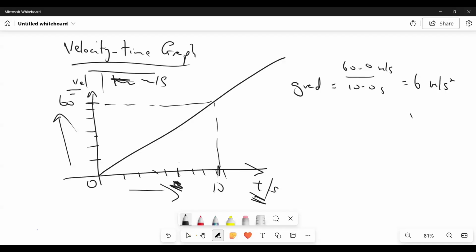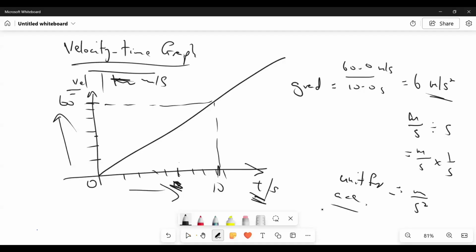Notice that it's meters per second divided by second, which is meters per second multiplied by 1 over second, which is meters over second squared. And this is the unit for acceleration. That is why we say that the gradient of a velocity time graph gives you the acceleration of the body.